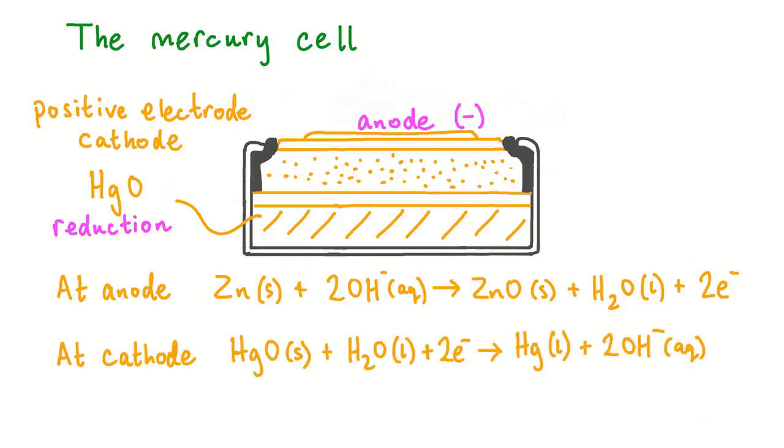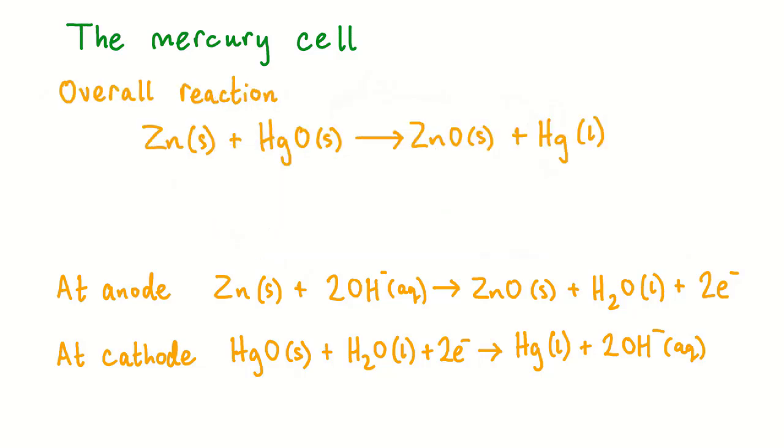Mercury 2 oxide is reduced to mercury, which is a liquid metal in this cell. By adding the two half equations together, we get the overall reaction that occurs in this cell. Zinc metal reacts with mercury 2 oxide to produce zinc oxide and mercury.